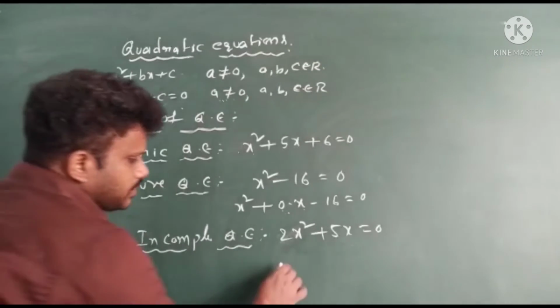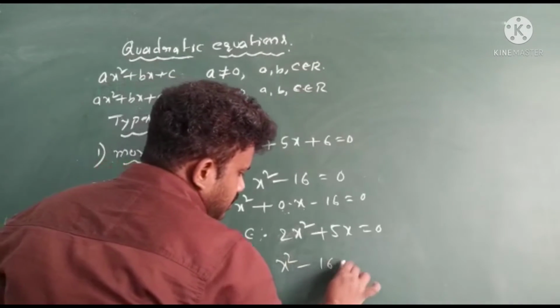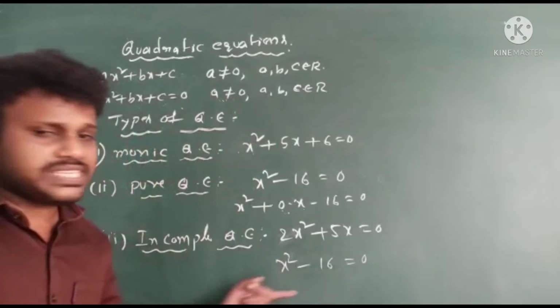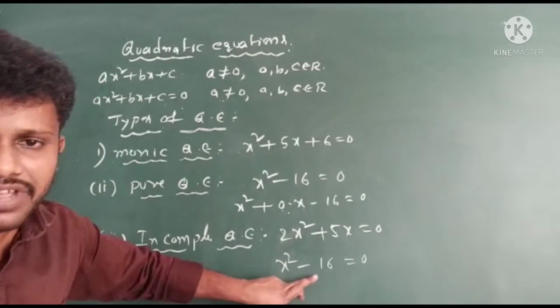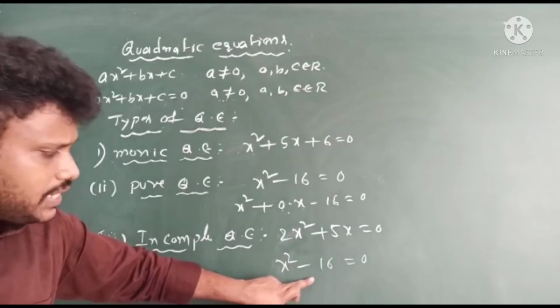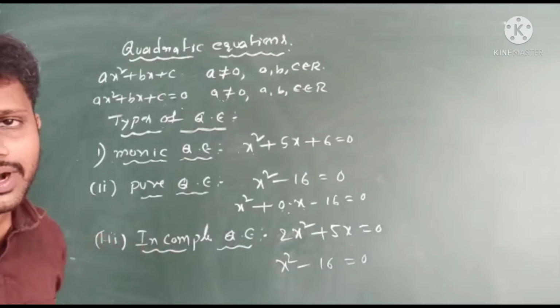Let us see one more example, that is x square minus 16 is equal to 0, which is also called an incomplete quadratic equation. Why? Because here the coefficient of x is 0. That is the reason we can call it an incomplete quadratic equation.